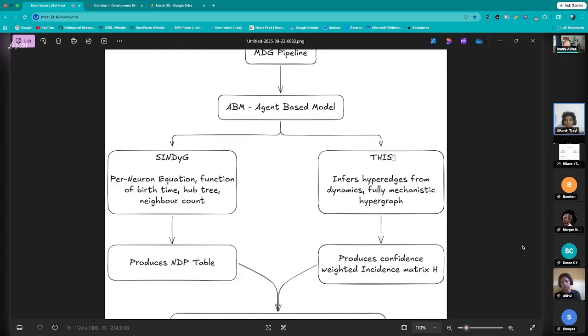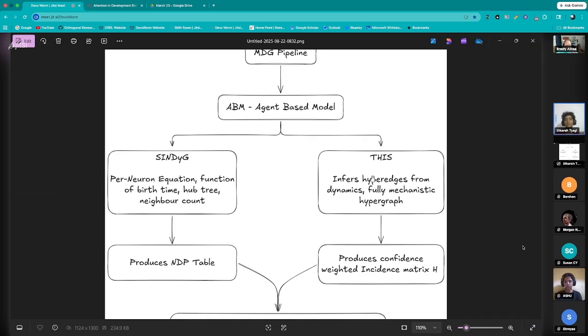Then there's this, which is basically an algorithm that produces hyperedges based on the dynamics of data. Both of these work directly on data, so it is important that I validate them. And the ABM is outputting the best one that I can actually compare against. Otherwise, I don't have anything to compare against. So I will use the ABM to check whether they are working correctly.